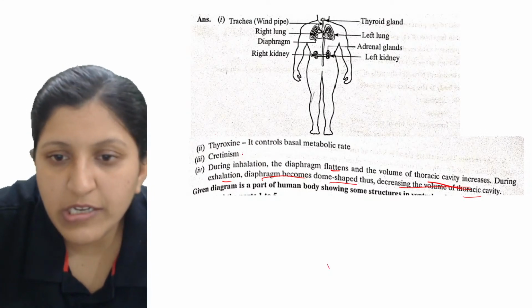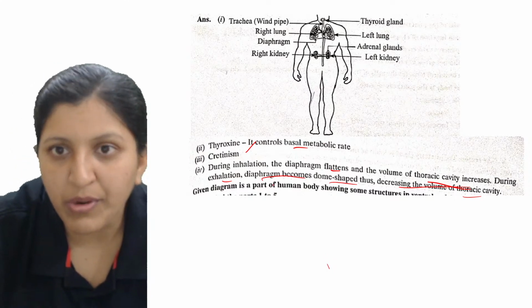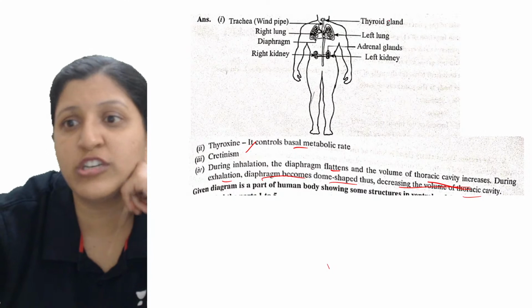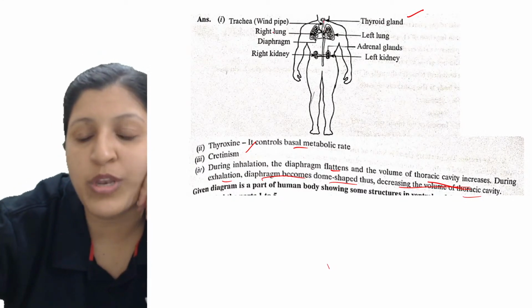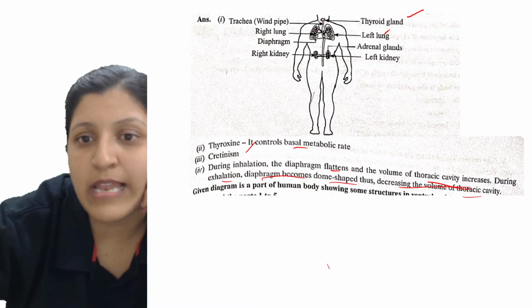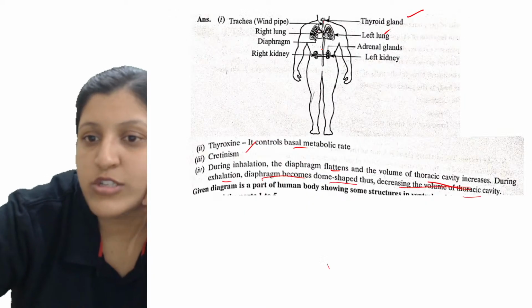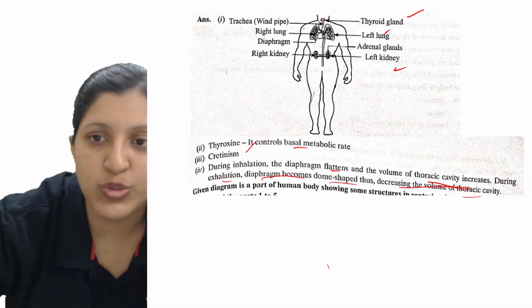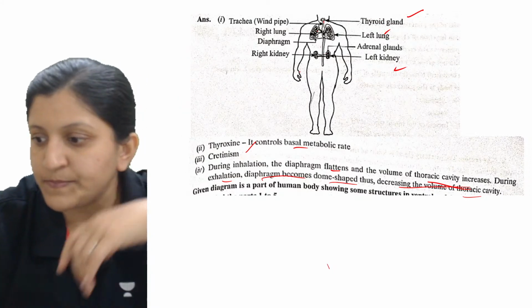Okay. So cretinism is the condition. The thyroxine is controlling the basal metabolic rate, and other than that particular glands are mentioned here. So the thyroid gland is mentioned, the windpipe is shown. There is the right lung and the left lung, the diaphragm below, and again the right kidney and left kidney are shown. So you can just show them as shown in the diagram here.